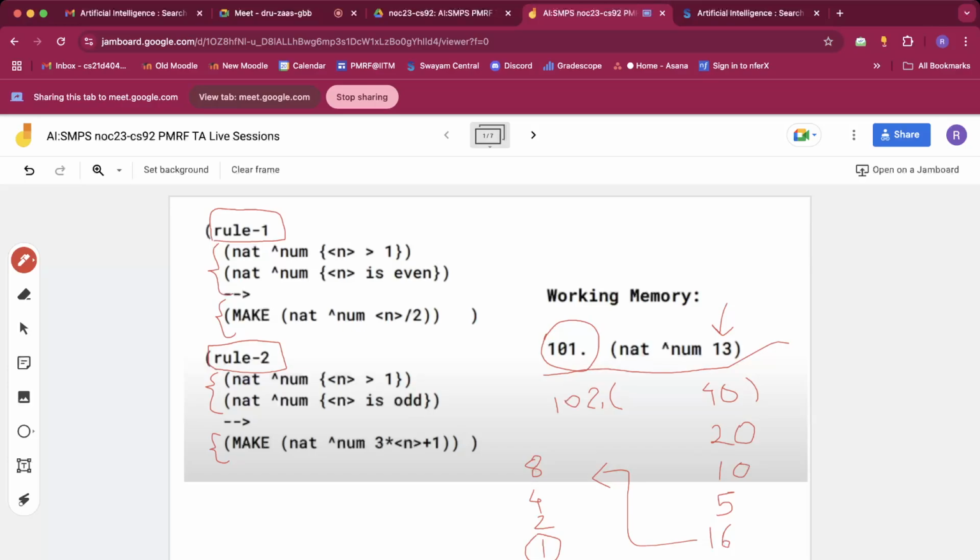So now we reach a state when we have a value of 1 in our working memory. None of the rules can be fired, right? Because one of the preconditions for both the rules is that n should be greater than 1, but we have an n which is equal to 1. So at this point we know that neither rule 1 nor rule 2 can be fired, and we will halt the system. Okay, so this was an intuitive way of trying to solve it.